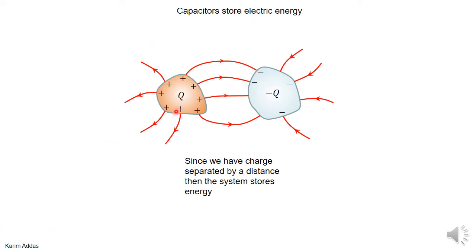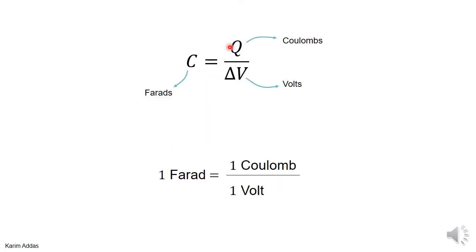Since we have charge separated by some distance, there's some energy stored in this system. And so capacitors actually act like a device that can store energy, electric energy. And we'll discuss this also later on, and we'll try to find a formula for the amount of energy stored in a capacitor. The units of capacitance are farads, so Q is in coulombs and delta V is in volts, so a farad is 1 coulomb per volt.